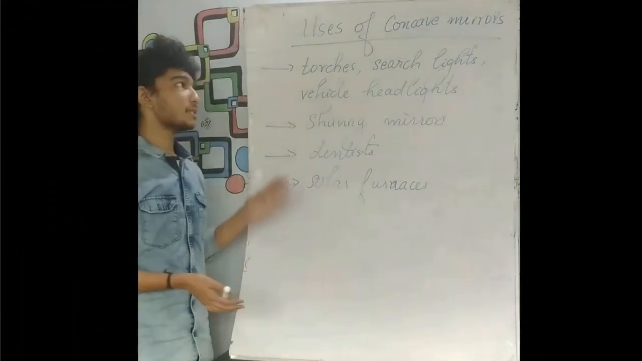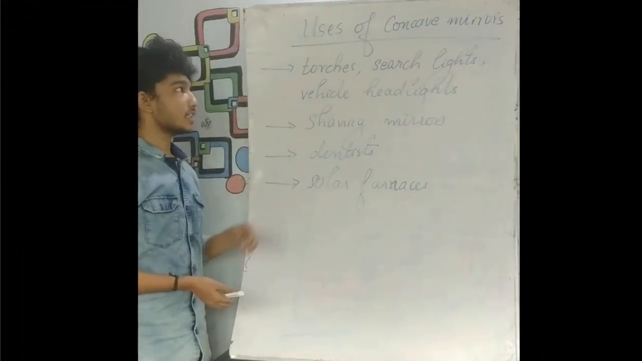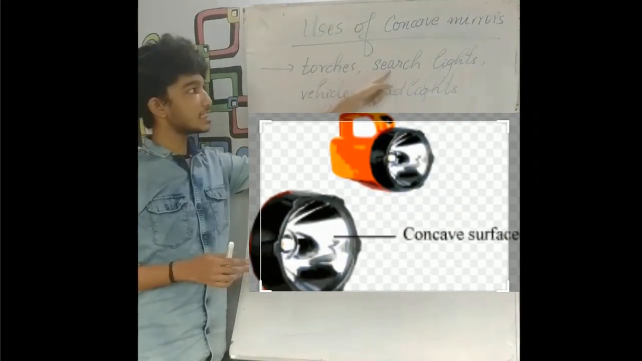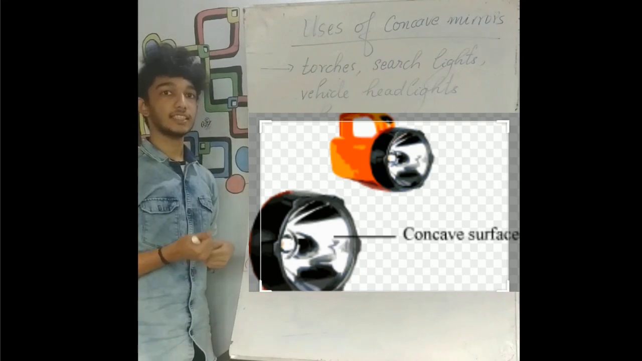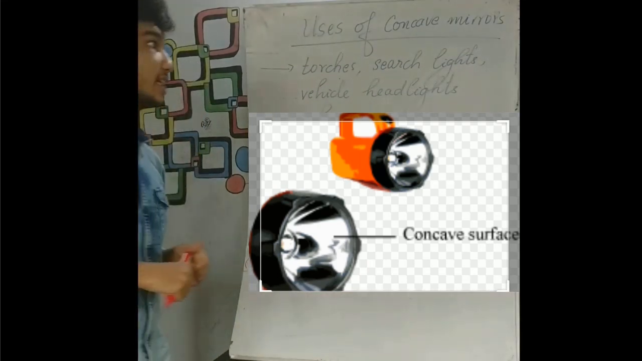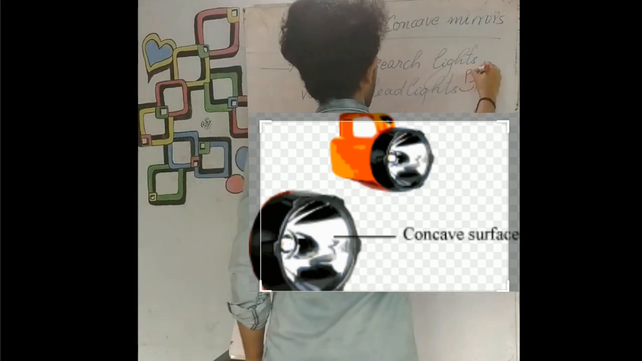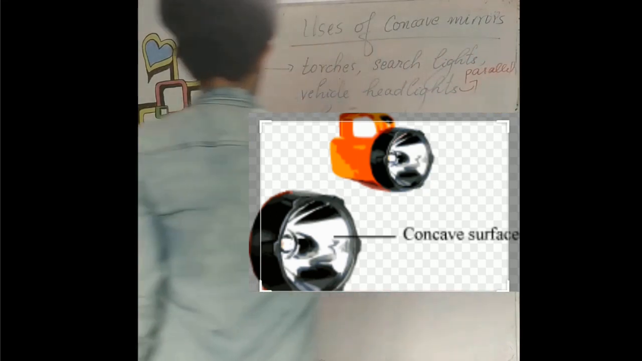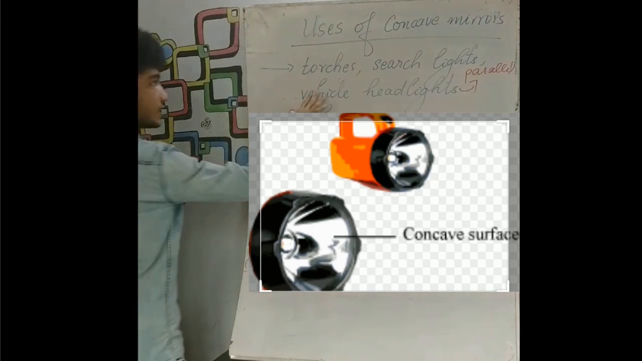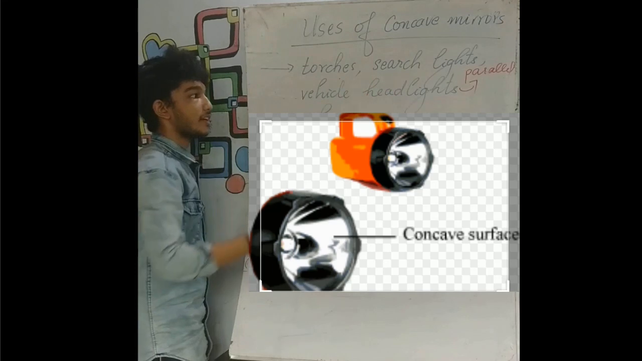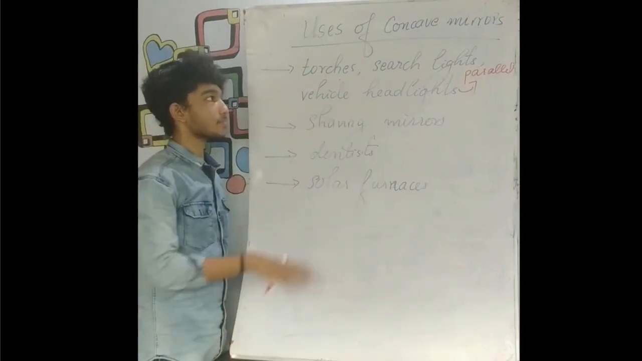Let us now discuss some of the uses of concave mirrors. The first one is that concave mirrors are used in torches, street lights and vehicle headlights. Why? Because a concave mirror has the ability to make a strong parallel beam of light after reflection. This is the reason why they are used in torches, street searchlights and vehicle headlights.